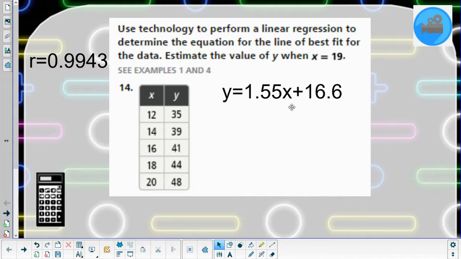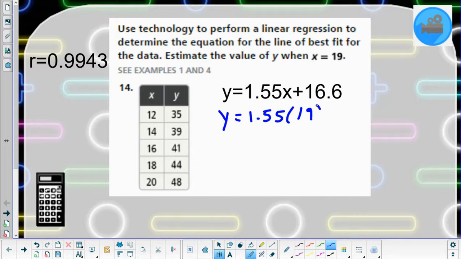Now that I have my equation, I can solve for when x equals 19. So I'm going to go ahead and substitute 19 every time I see an x. Since it's all on the right-hand side, we can go ahead and put it in our calculator and see what we get. And I got 46.05.